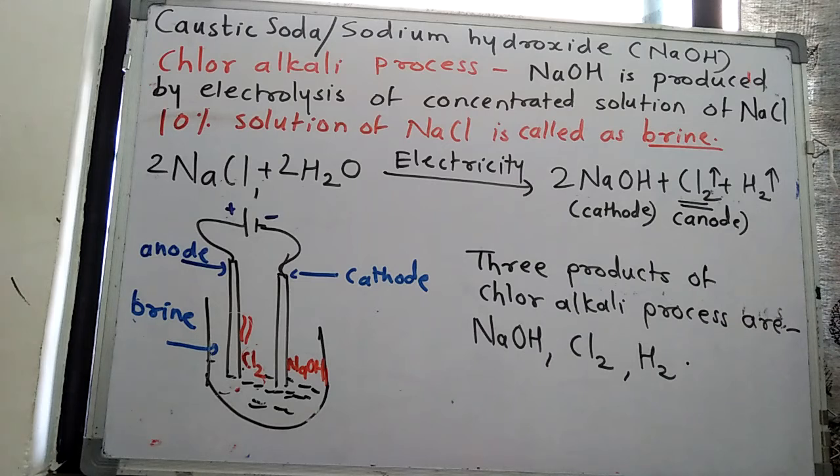So the three products of the chlor-alkali process are, first one sodium hydroxide, second one chlorine gas, and third one hydrogen gas. So if we want sodium hydroxide, then we have to do the chlor-alkali process. In the chlor-alkali process, we get sodium hydroxide and chlorine. Chlor for chlorine, and NaOH is a base, a base is an alkali, so it is called the chlor-alkali process.